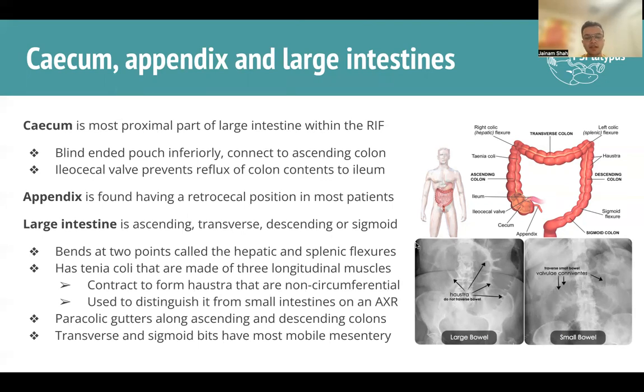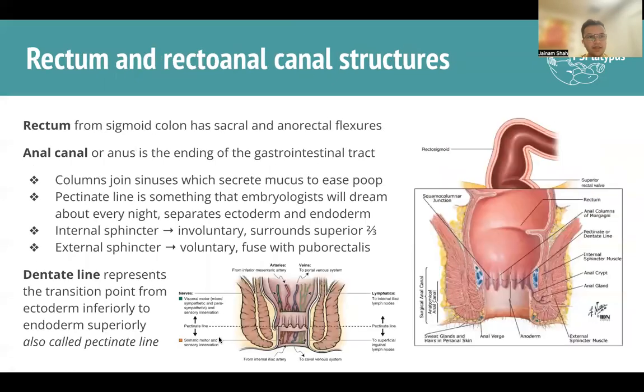You've also got paracolic gutters on either side of the ascending and descending colon, which is just where fluid can collect when you've got some sort of pathology. And the transverse and sigmoid colon have more mobile mesentery, which means the mesentery that actually connects it to the posterior abdominal wall is a lot longer and it's a lot more flexible. So those parts are actually more prone to having volvulus, which is where basically the intestine just kind of wraps onto itself. It can lead to obstructions and all sorts of bad stuff.